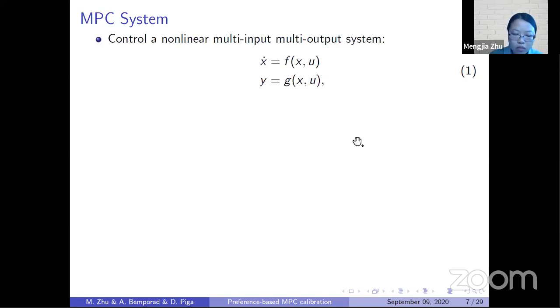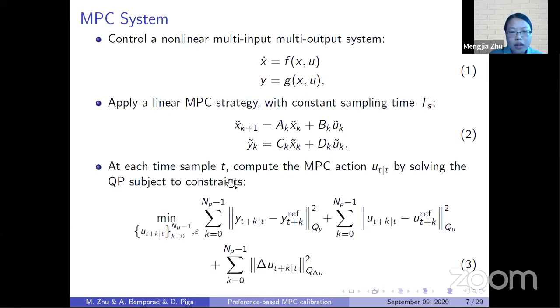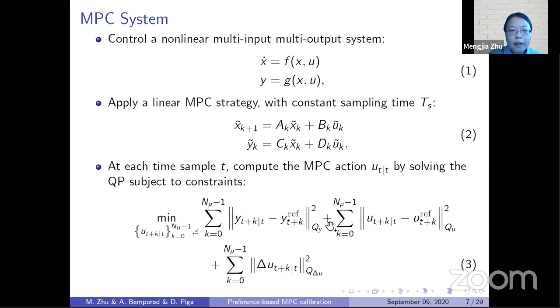The approach is applied to an MPC system, and our goal is to control a nonlinear multi-input, multi-output system as shown here. First, we apply a linear MPC strategy with constant sampling time to the system. And at each sampling time t, we compute the MPC action by solving the QP problem here, subject to the constraints. Several tuning parameters are present in this MPC problem, such as the prediction and control horizons, the positive semi-definite weight matrices, and also the tolerance used in the QP algorithm for solving the previous QP problem.